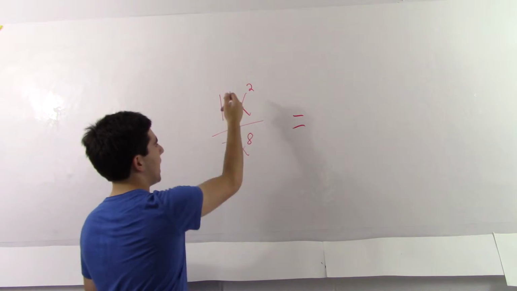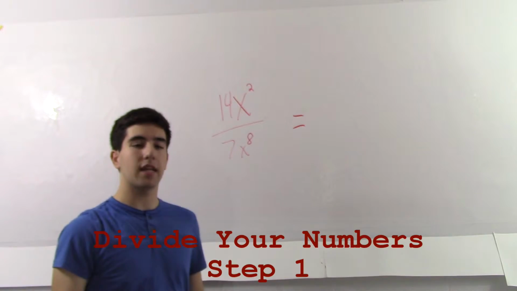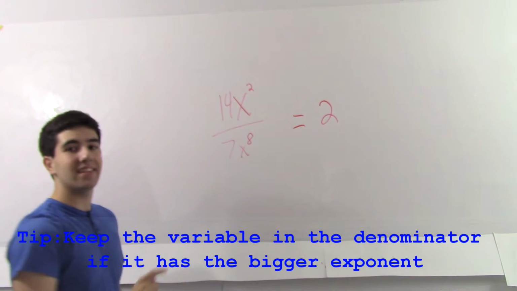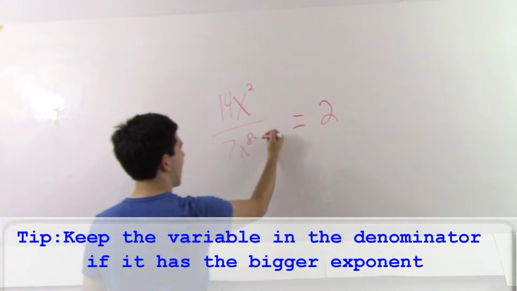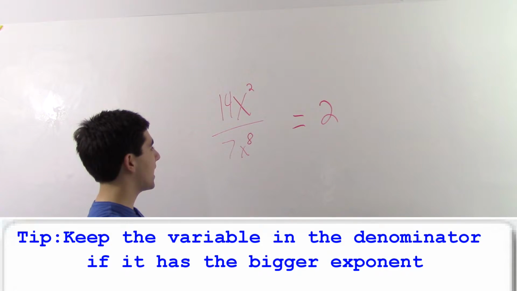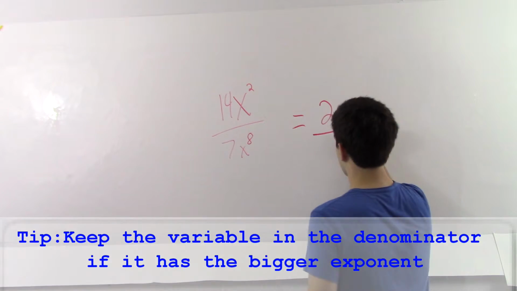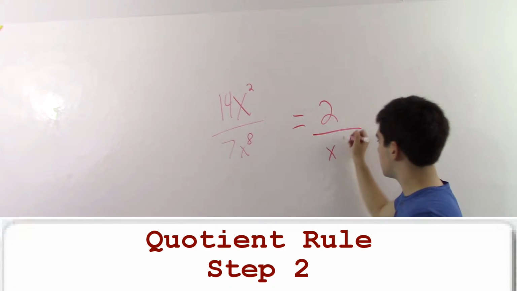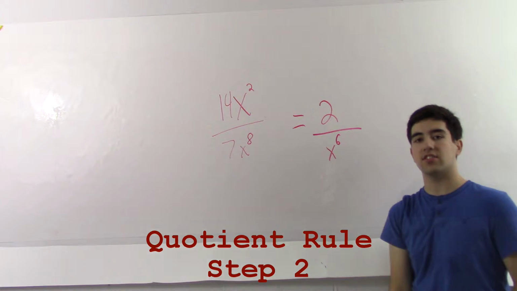Now what if I flip the exponents? You're still going to follow the same steps. 14 divided by 7 is 2. But in this case, you're just going to subtract down because the bigger exponent is on the bottom. So x squared divided by x to the 8th. Write your x on the bottom, and 8 minus 2 is 6. So it would be 2 over x to the 6th power.